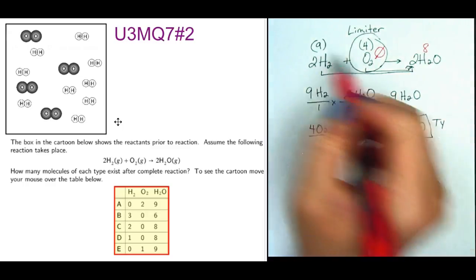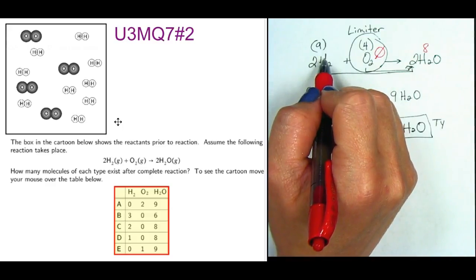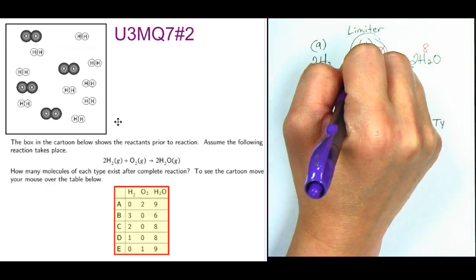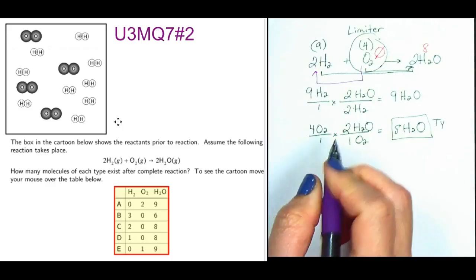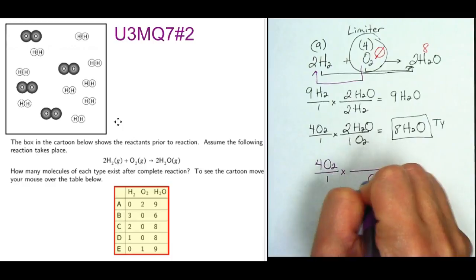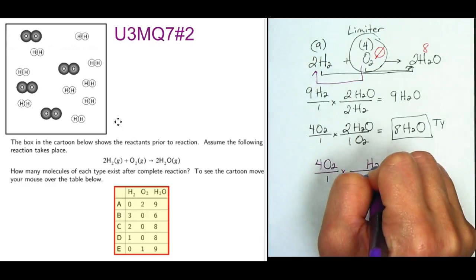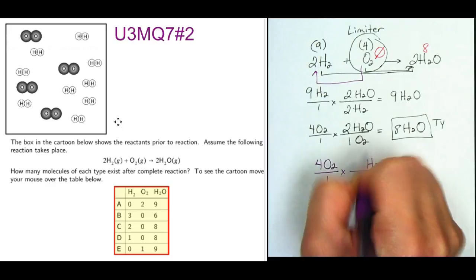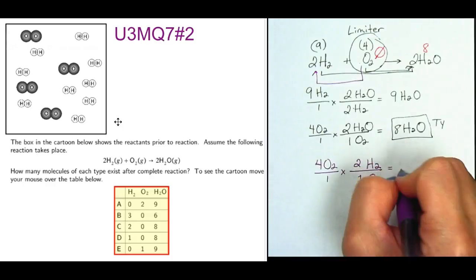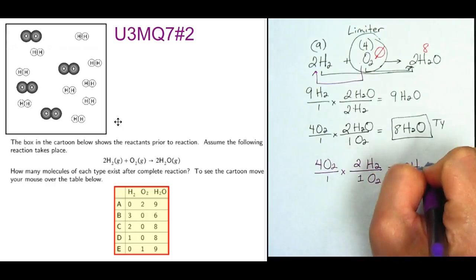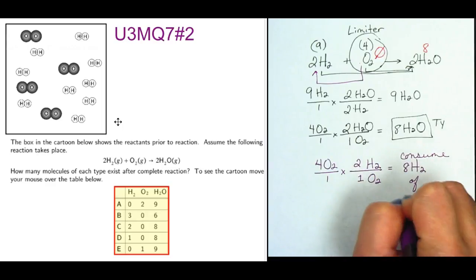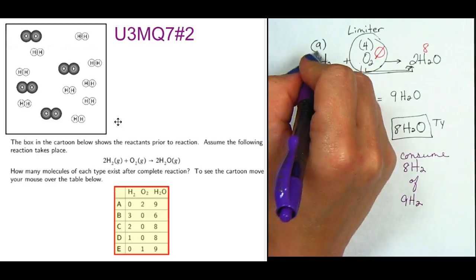So now the question is, how much of the hydrogen are we going to use up and how much will be left over? In order to figure that out, I'm going to have to do a separate problem where I stoich from the oxygen to the hydrogen. So we'll say 4 oxygens, and we're going to determine how much hydrogen the oxygen will consume. Again, the ratio is a 1 to 2 ratio, and so 4 times 2 is 8 hydrogens that are going to be consumed of the 9 hydrogens that we have to start with.